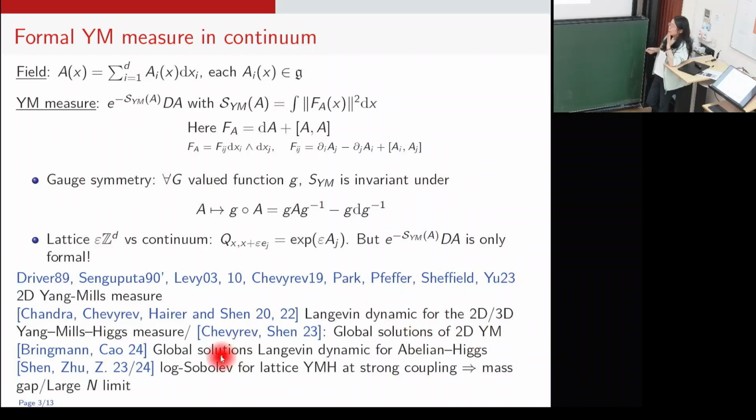And more recently, Brinkmann and Chao do not use this measure, but use a pure PDE argument. They combine this PDE argument and paracontrolled calculus. They can consider the abelian case, which means this Lie group is just U(1), coupled with the Higgs component. So they can use this to construct global in-time solutions for this dynamics. So this gives a PDE construction for these abelian Higgs models, just in 2D.